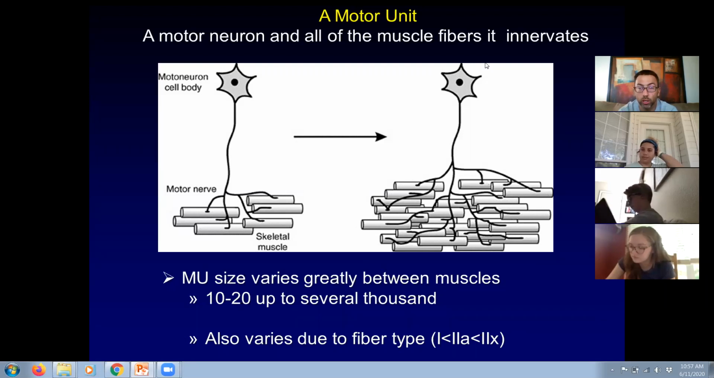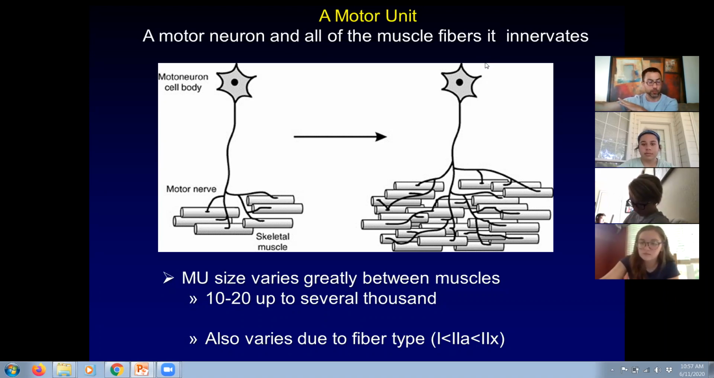Each motor neuron is going to connect to more than one individual muscle fiber in a muscle. We'll go back to my bicep. Let's say I have 500 motor neurons that innervate my bicep. If I've got, say, 100,000 muscle fibers in my bicep, I've got 500 motor neurons to distribute across each of those fibers. A motor unit is one motor neuron, its axon, the branches of its axon, and every individual fiber in a given muscle that is connected to that motor neuron.